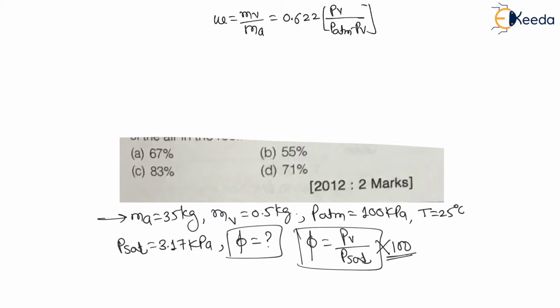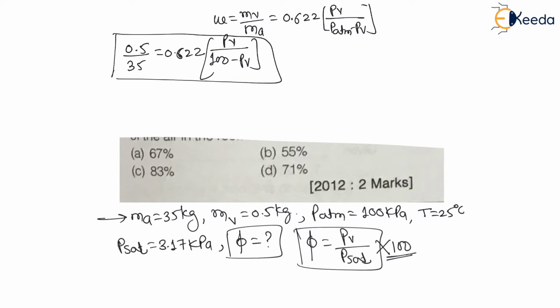Therefore, my dear students, let us put the values. Therefore, this mass of vapor is given 0.5, mass of air is given 35, which is equal to 0.622 into pressure of vapor is unknown, divided by total pressure is given 100 kilopascal minus pressure of vapor is unknown. So my dear students, in this total equation, only vapor pressure is unknown. Now here it is a part of aptitude. Here solve this equation. Here I am not going to solve this equation directly. I will write here the answer because this is simple aptitude only.